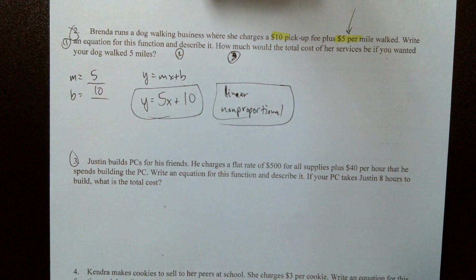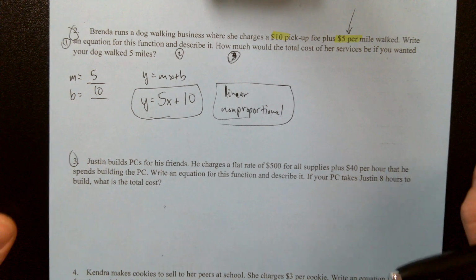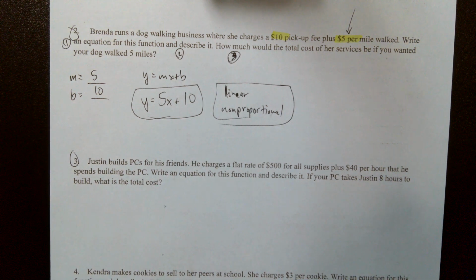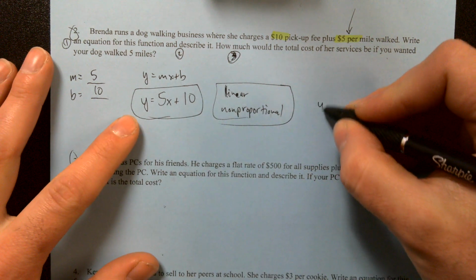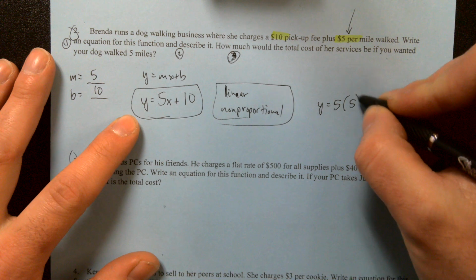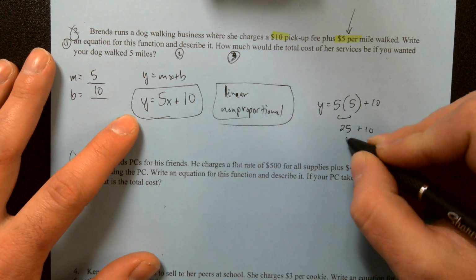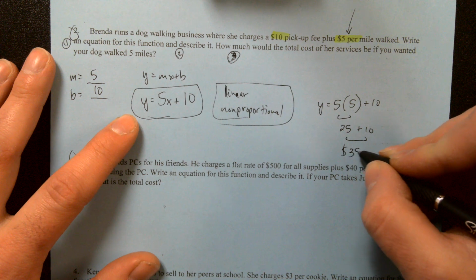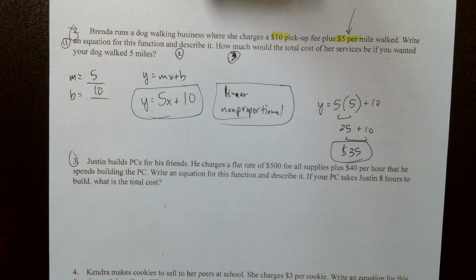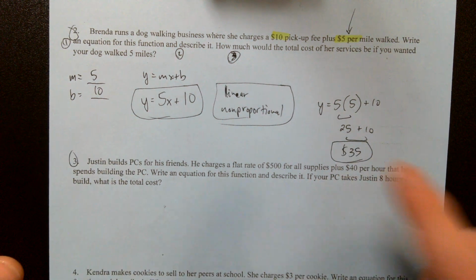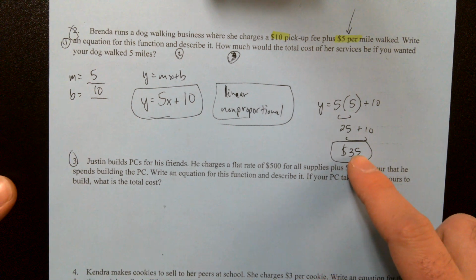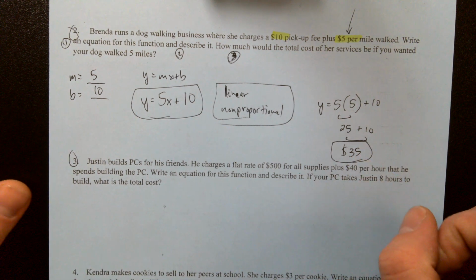Finally, how can I find the total cost after 5 miles? What can I do with that 5? You gotta plug it in. Yeah, I'm gonna multiply by 5. And then I'm gonna do what? Add 10. What's 25 plus 10? $35 total. Give me a thumbs up if you got $35 total on number 2. Good. Great job.